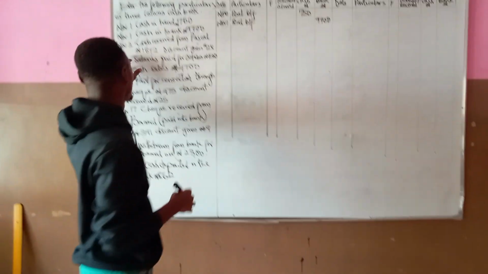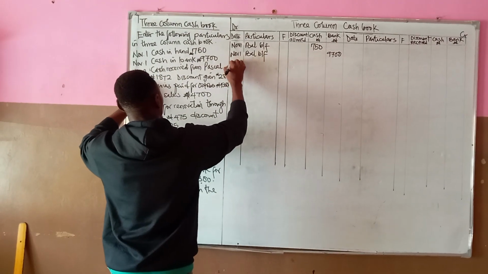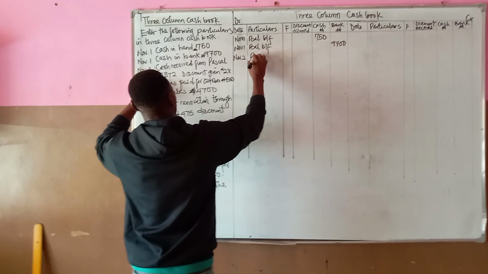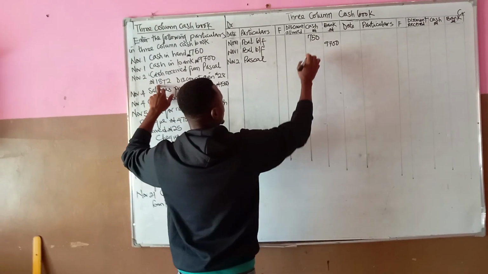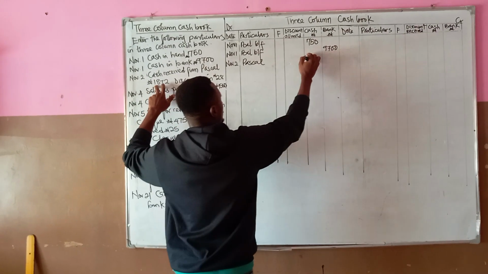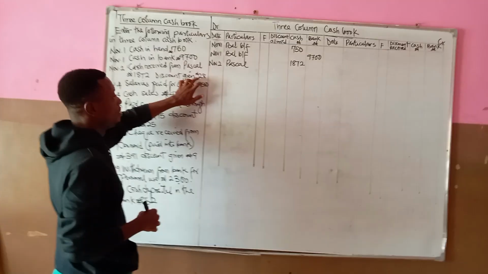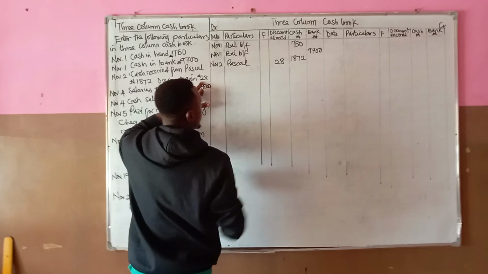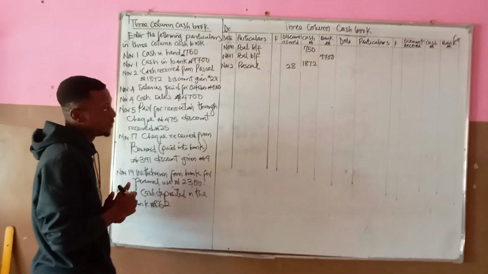Now, November 2, received cash, so it will be here on our debit side. November 2, received cash from Pascal. We received 1,872 cash, so this will be 1,872. Now, we gave him a discount of 28 naira. So we've recorded it under our discount.